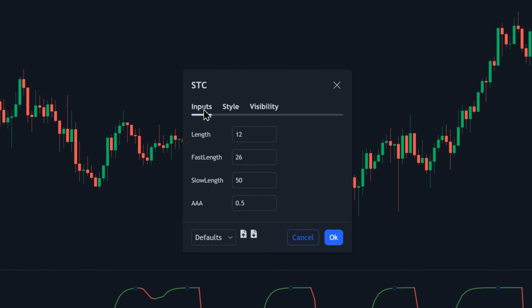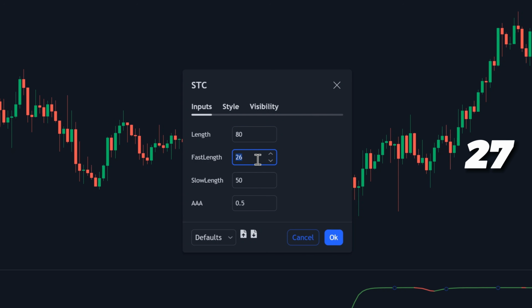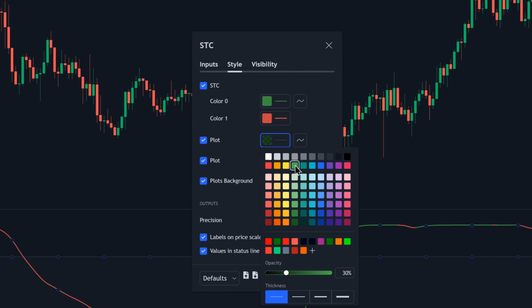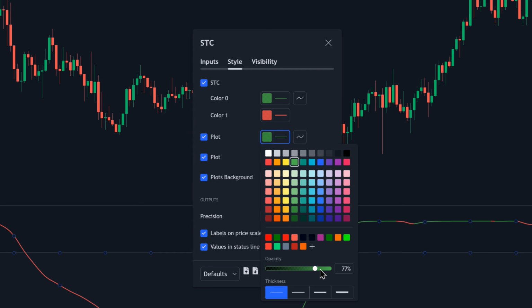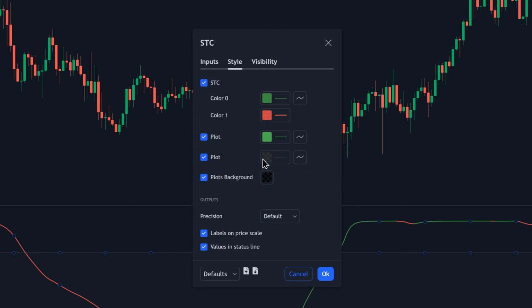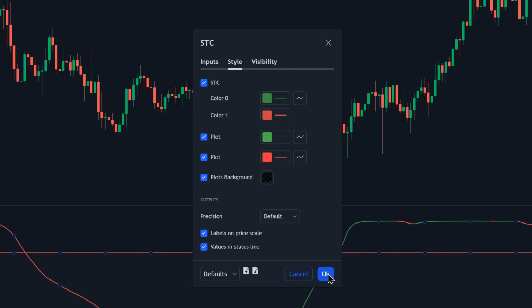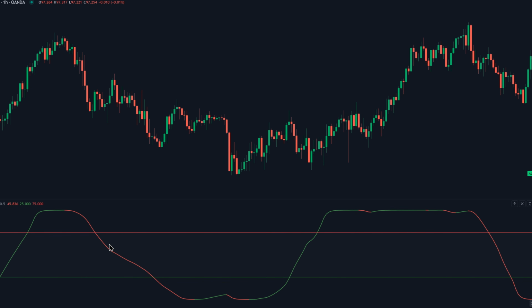On the Inputs tab, change the length to 80. Then change the fast length to 27. Then head over to the Style tab, and then here we're gonna change the first plot color to green, and then increase its opacity to 100%. For the second plot color, we're gonna change it to red, and increase the opacity to 100%. After that, click OK.